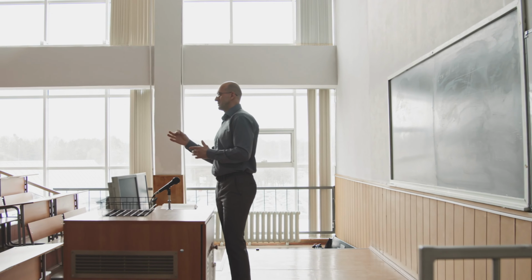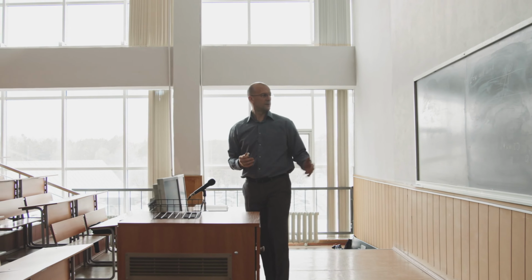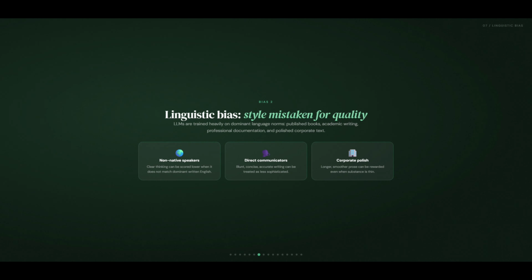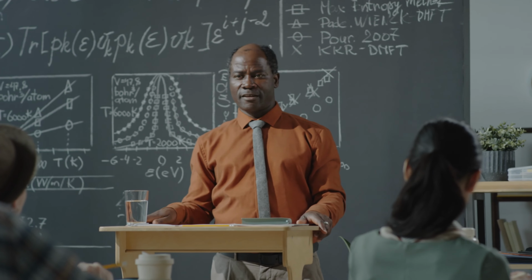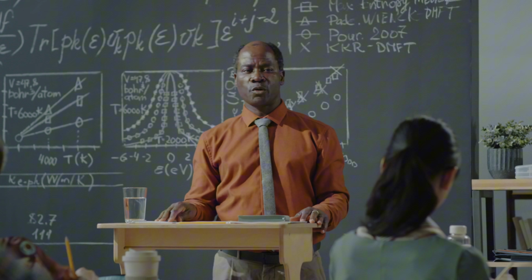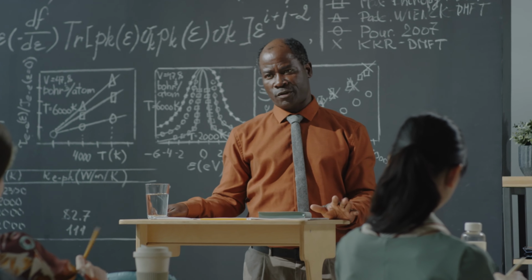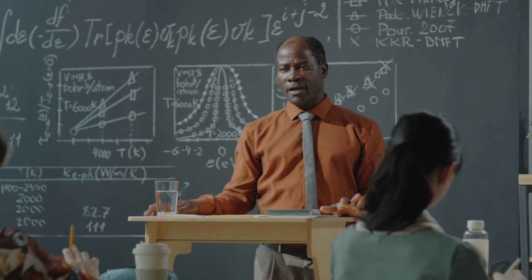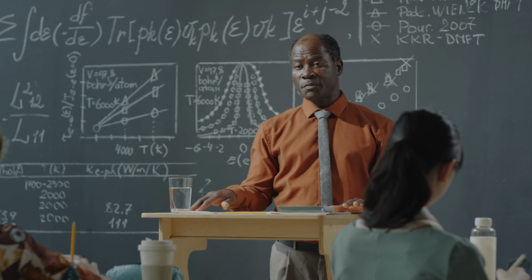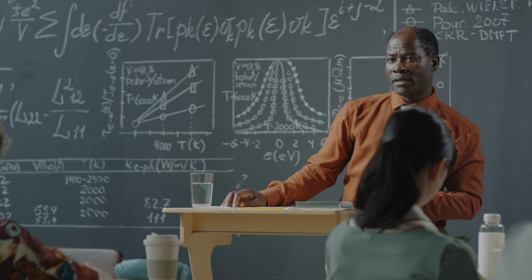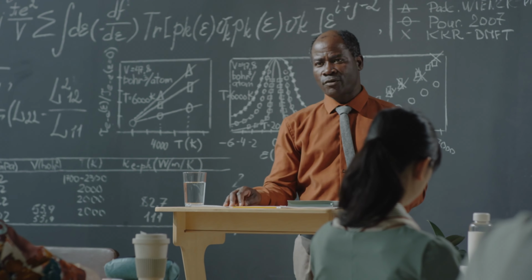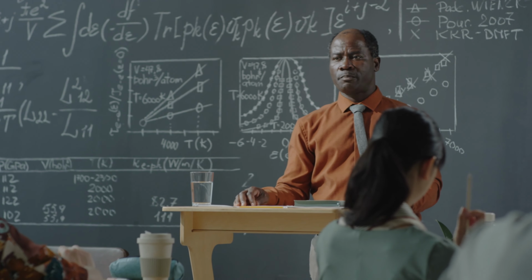It means the model rewards a particular style of communication and treats everything else as a deficiency, even when it isn't. Non-native speakers, people who communicate in more direct or informal registers, professionals whose first language shapes how they construct written English, all of them are disadvantaged by this. The model isn't evaluating the quality of their thinking, it's evaluating how closely their writing resembles the dominant pattern it was trained on. Here's an example.